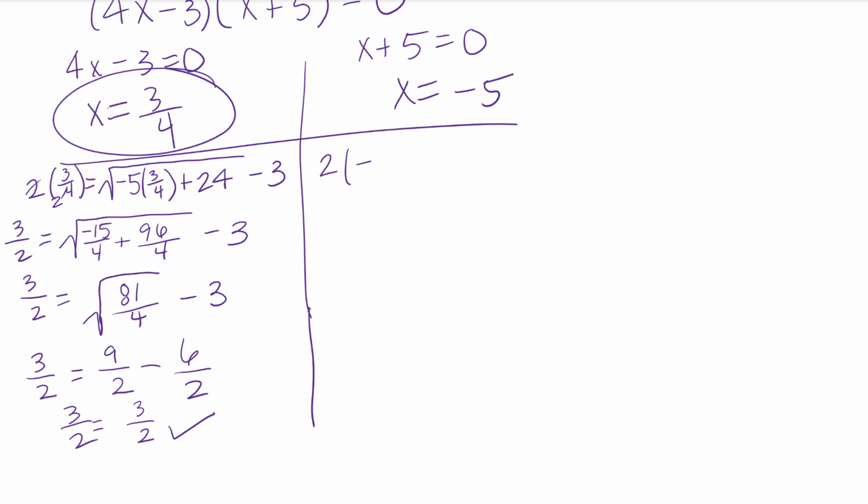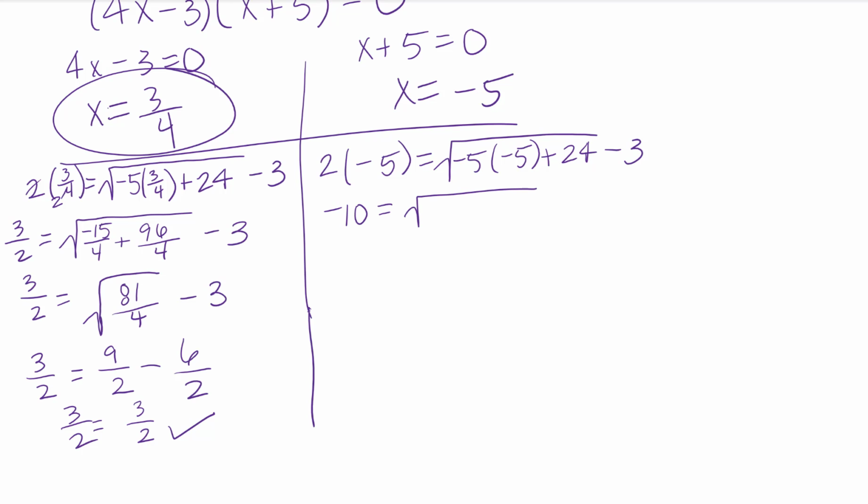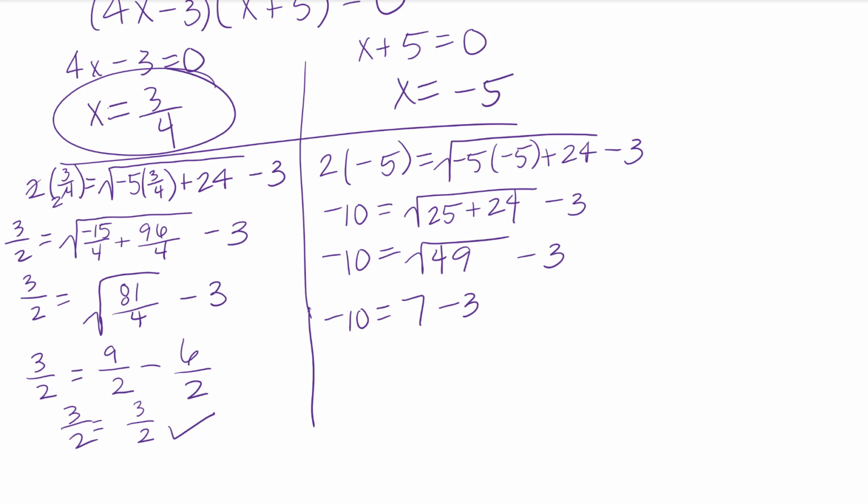If you plug in negative 5 into the original, you have 2 times negative 5 equals the square root of negative 5 times negative 5 plus 24, minus 3. And the minus 3 is on the outside of the radical. So you end up with negative 10 equals, negative 5 times negative 5 is a positive 25. Then if you reduce what's under the radical, you have 49.